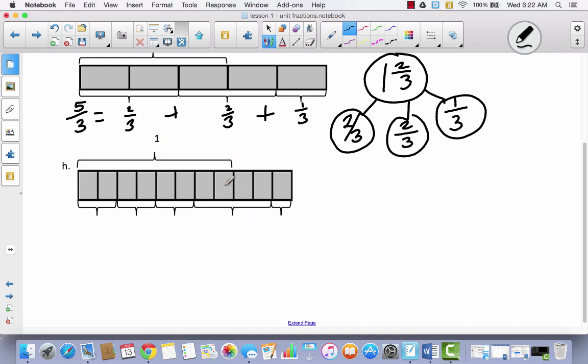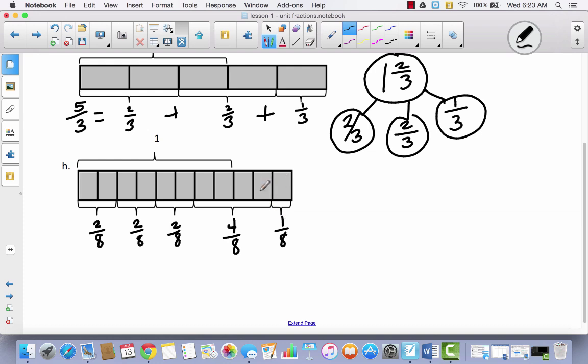All right, so here's the whole, and I've got 1, 2, 3, 4, 5, 6, 7, 8 parts. So that means each of these represents 1/8. But I've got two of them together, so this is going to be 2/8. Here I have two of them together, so this is 2/8. This is 2/8. This is 1, 2, 3, 4/8. And this is 1/8.